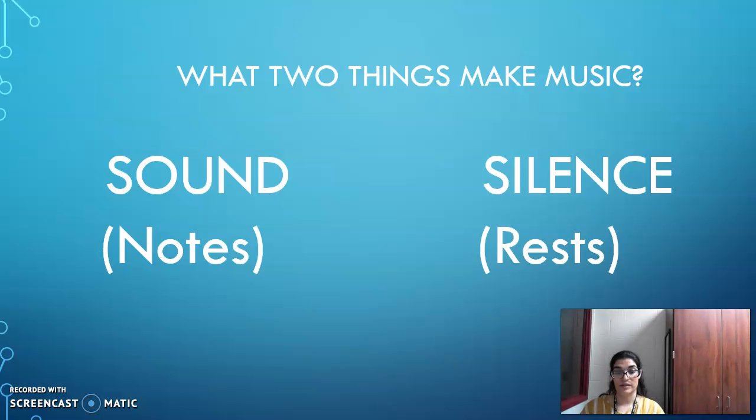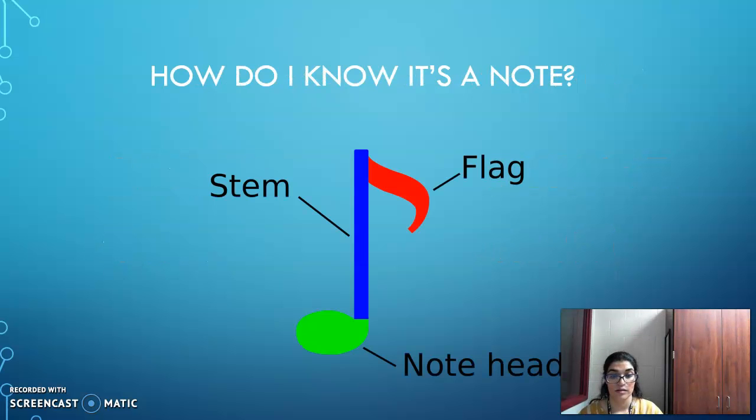We just talked about how sound and silence make music. But how are they written? Sound is written through notes. Silence is written through things like rests. So how do you know it is a note? Well, notes have certain characteristics.